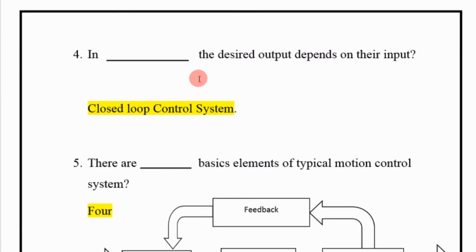Next, in a closed loop control system, the desired output depends on the input.